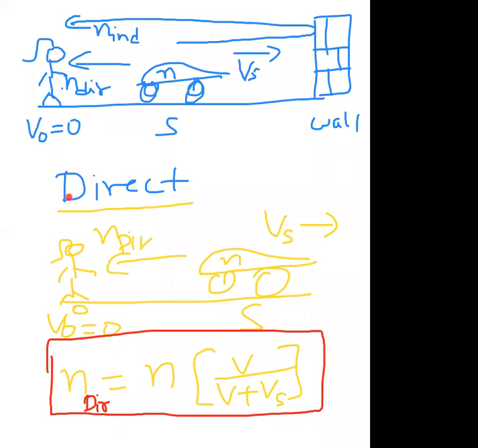I think you understood direct. Direct means only between these two. Directly, the source is going away from the stationary observer. For the source going away from a stationary observer, the formula is N direct is equal to N into V by V plus Vs. Now, let us see the next board.